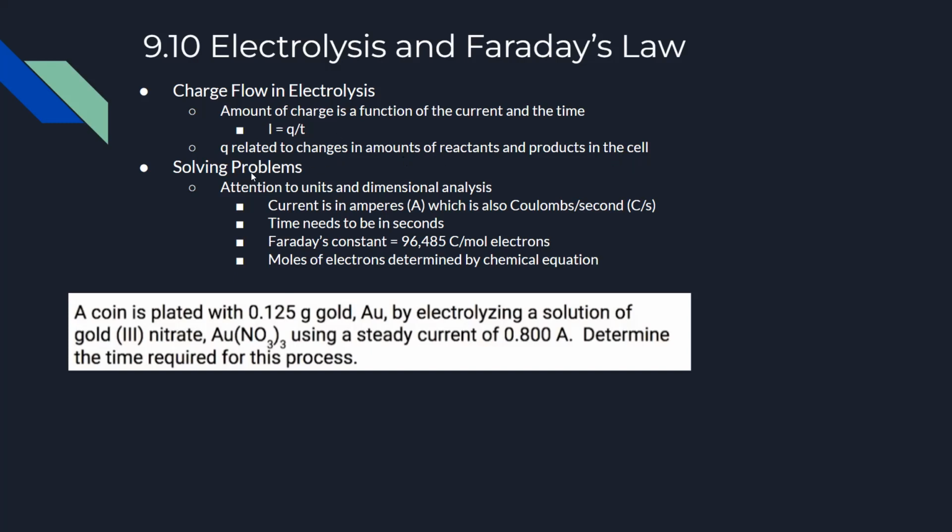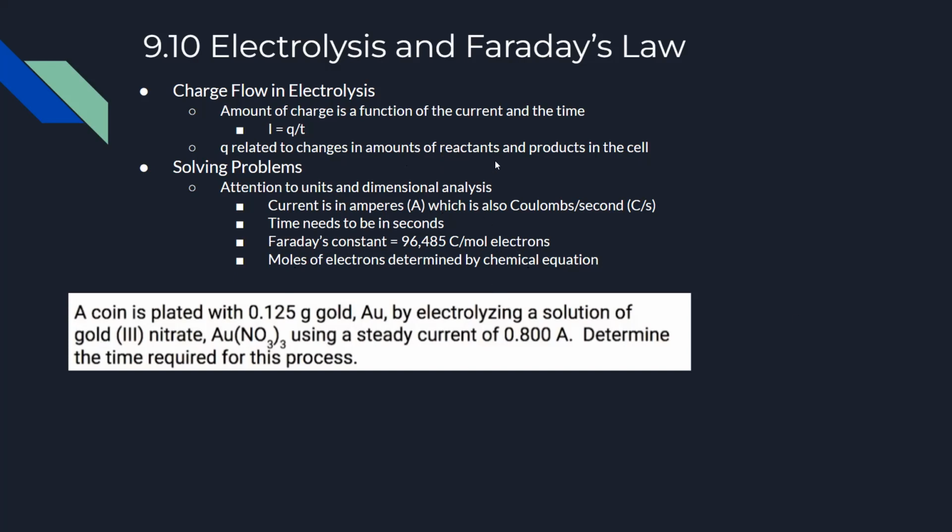So solving problems like this, you have to pay attention to units in dimensional analysis. Current is in amperes, or A, which is also coulombs per second, C over s. Time needs to be in seconds, and Faraday's constant is 96,485 coulombs per mole of electrons, and the moles of electrons is determined by the chemical equation.